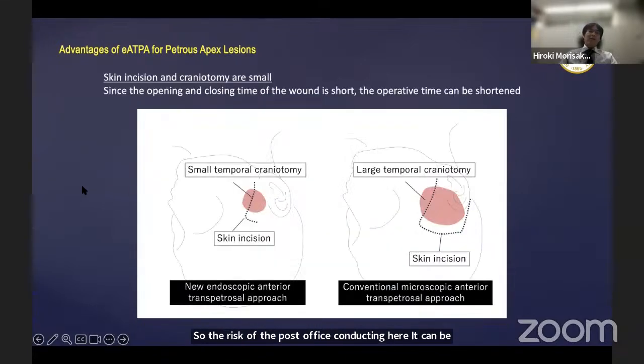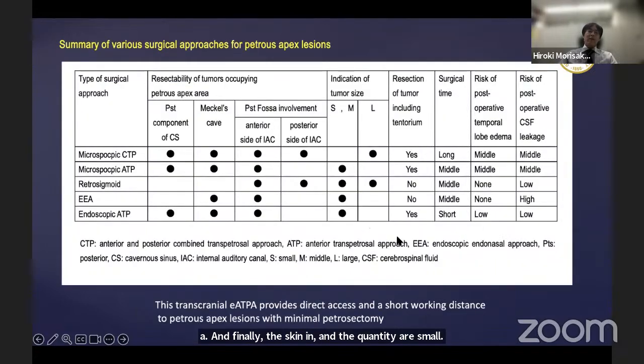And finally, the skin incision and craniotomy are small, so the operation time can be shortened. So the indication of this procedure is still the small or medium size of the tumor located at the anterior side of the internal acoustic canal. So this transcranial endoscopic anterior transpetrosal procedure shows the direct access and the short working distance to the petrosectomy region with the minimal petrosectomy.